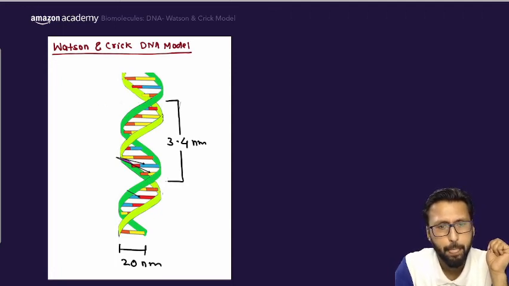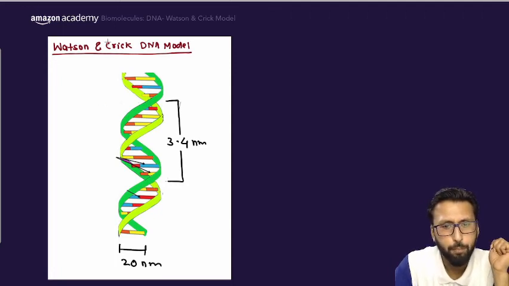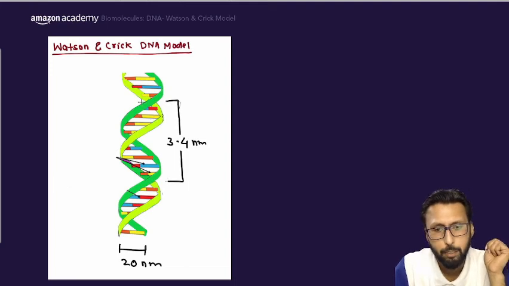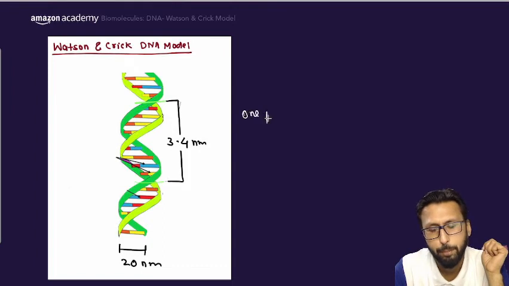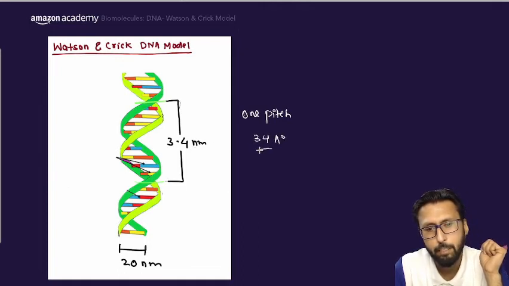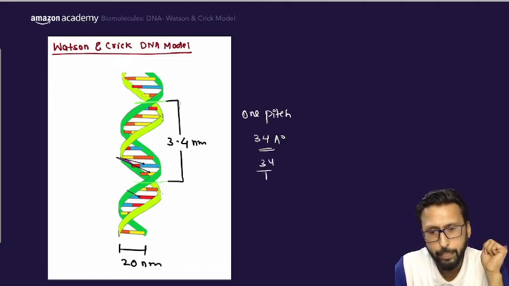Okay guys, this is one pitch, from this point to this point. Let me just write this. This is one pitch, and as you can see, it is written 3.4 nanometer, or we can simply write 34 Angstrom. So between two base pairs it will be 34 by 10, which is 3.4 Angstrom.